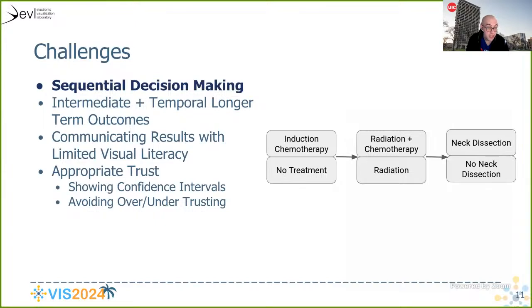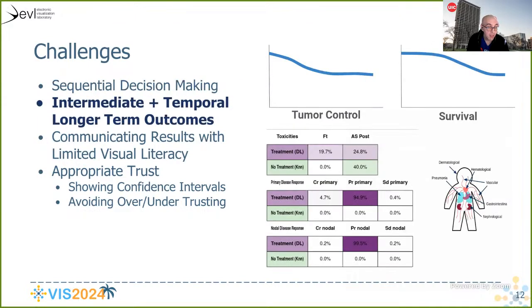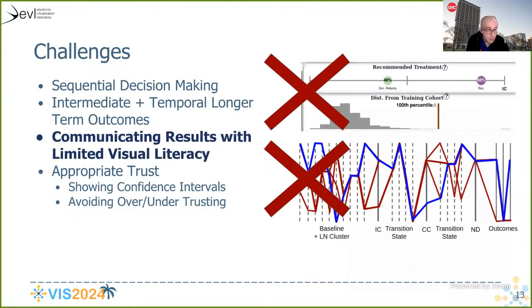Through requirements engineering, we identified a few main challenges that I will briefly go over. First is sequential decision-making. Second, we have a mixture of several long-term and short-term outcomes that are both binary and longitudinal in nature that we have to communicate to clinicians without overwhelming them. Third, we have some complex model results that we need to communicate to physicians while ensuring that they are simple enough that the clinicians require minimal training to understand what they're seeing.